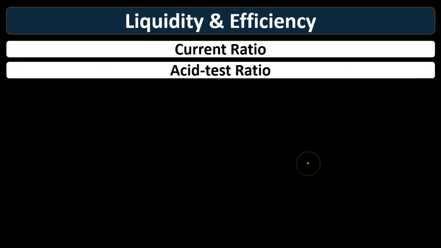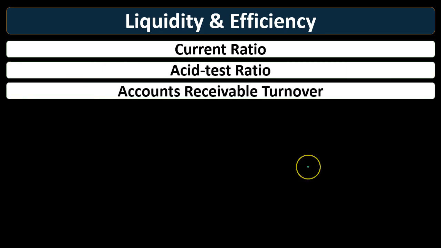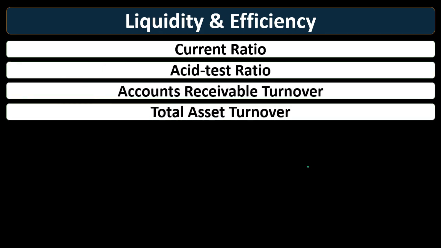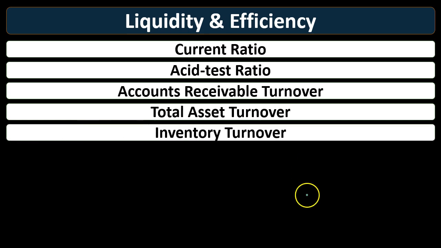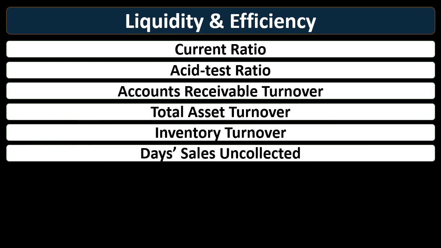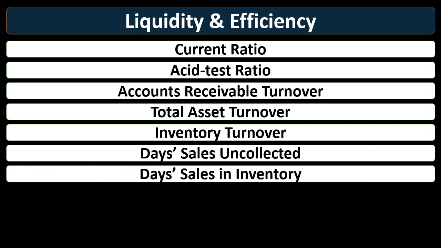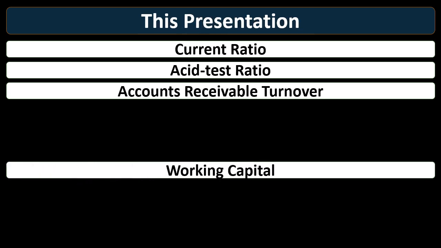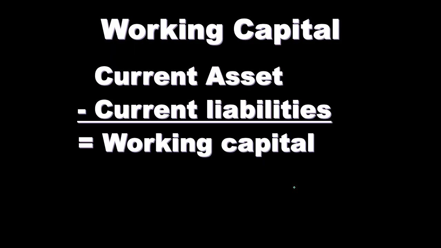We have the current ratio, the acid test ratio, the accounts receivable turnover ratio, the total asset turnover ratio, the inventory turnover ratio, the days sales uncollected, and days sales in inventory. We're going to be concentrating on the current ratio, the acid test ratio, and the accounts receivable turnover. Note that working capital is also a calculation we'll talk about here that falls into this category. However, it's not exactly a ratio. It's just a subtraction type of calculation. So we'll take a look at that first.